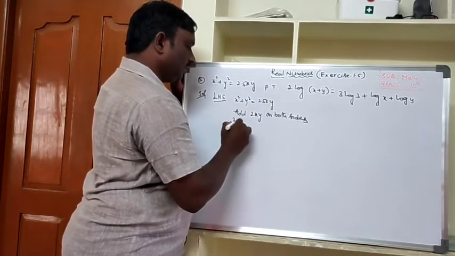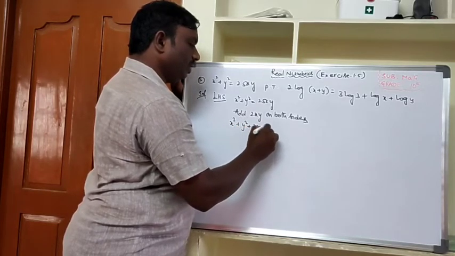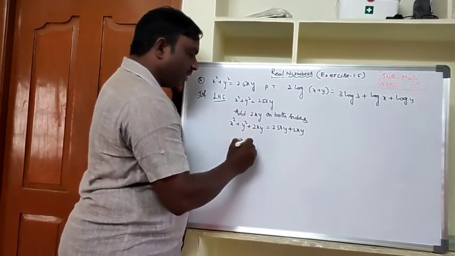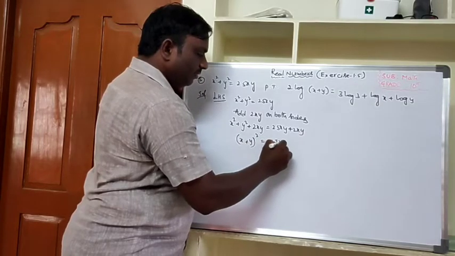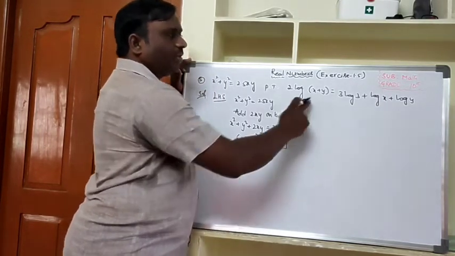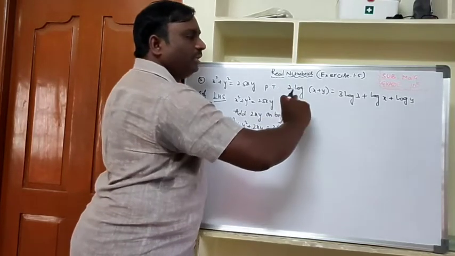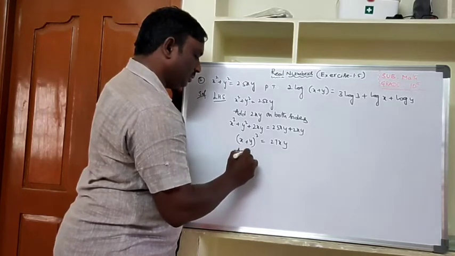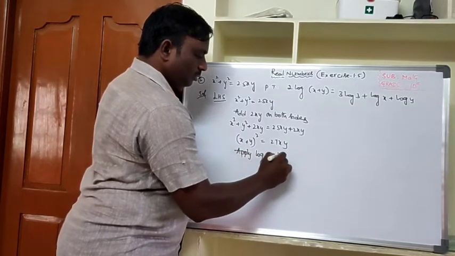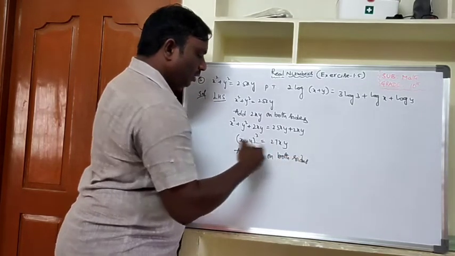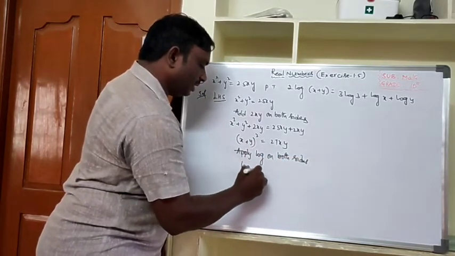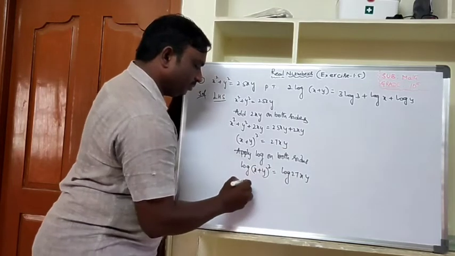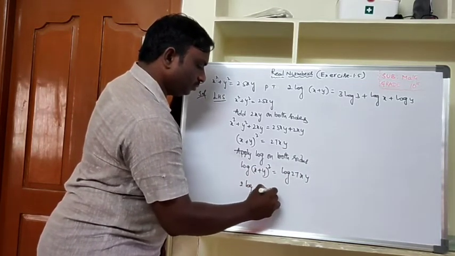So x square plus y square plus 2xy equals 25xy plus 2xy. This is the a plus b whole square form, that is (x plus y) whole square equals 27xy. So apply log on both sides, because we have to prove that logarithm expansion. If you apply log on both sides, then log (x plus y) whole square equals log 27xy. So this is the 2 log (x plus y).